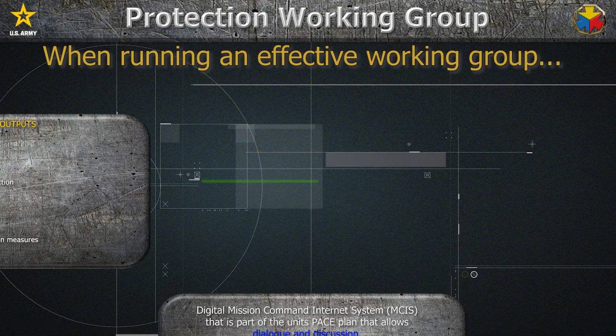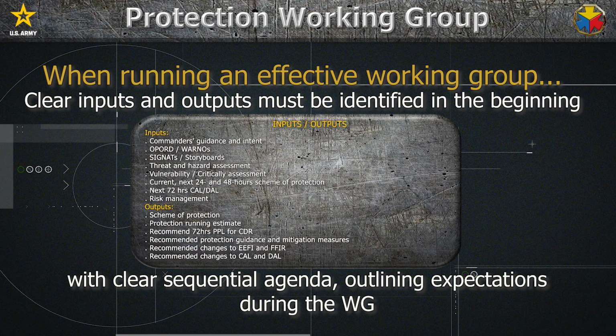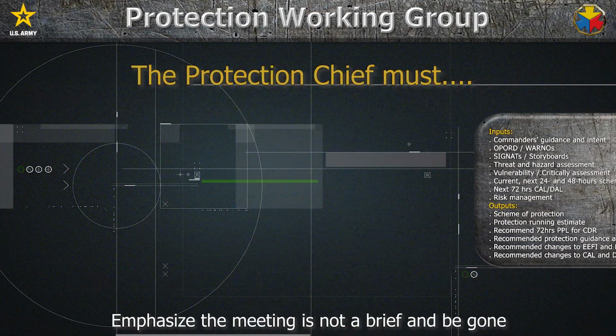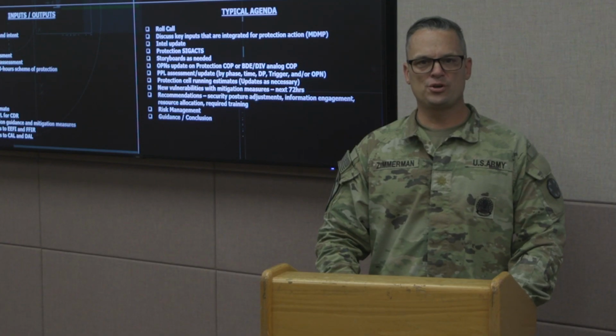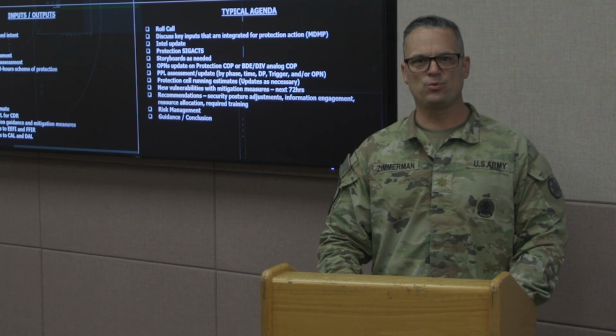When running an effective protection working group, clear inputs and outputs must be identified in the beginning with clear sequential agenda, outlining expectations during the working group. The protection chief must emphasize the meeting is not a brief and be gone. The intent is the synchronized contribution from units and multiple staff sections through their fighting products to include their running estimates and their common operating picture or COP. It is meant to be a discussion and dialogue, an opportunity for staff members or the protection chief to ask or clarify any information.